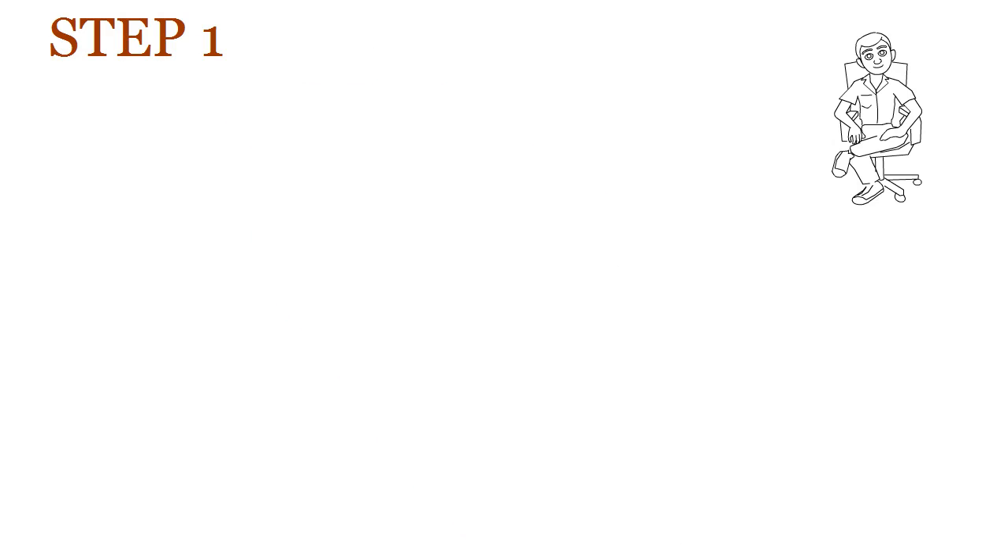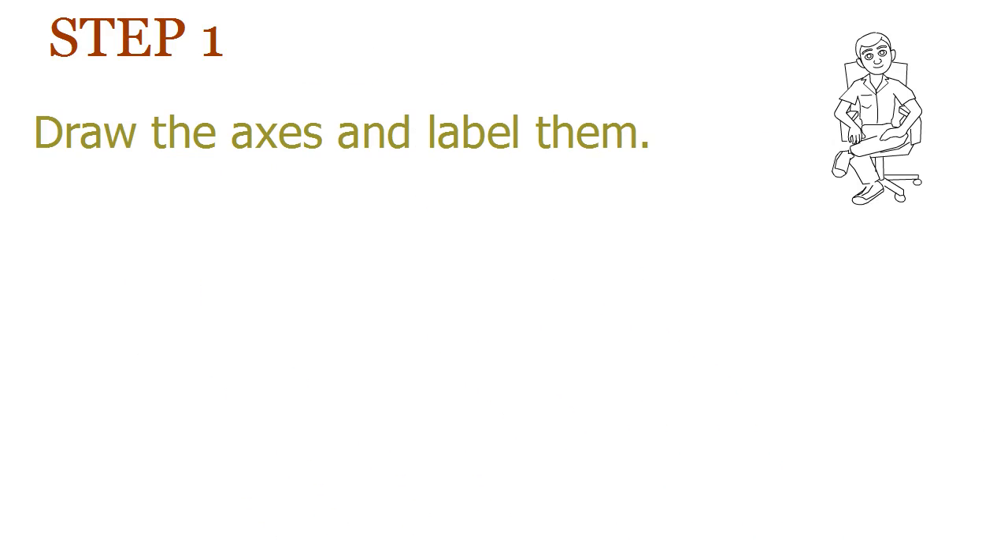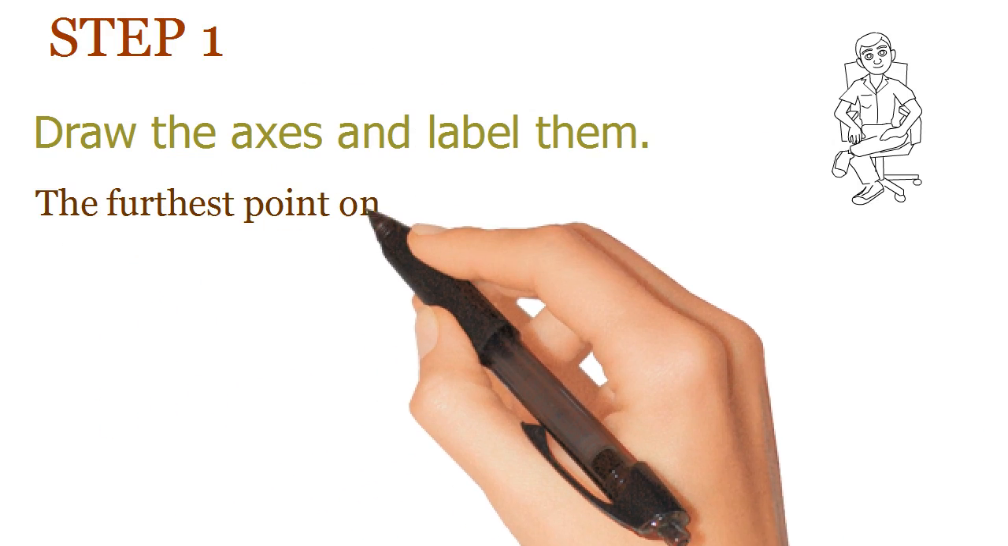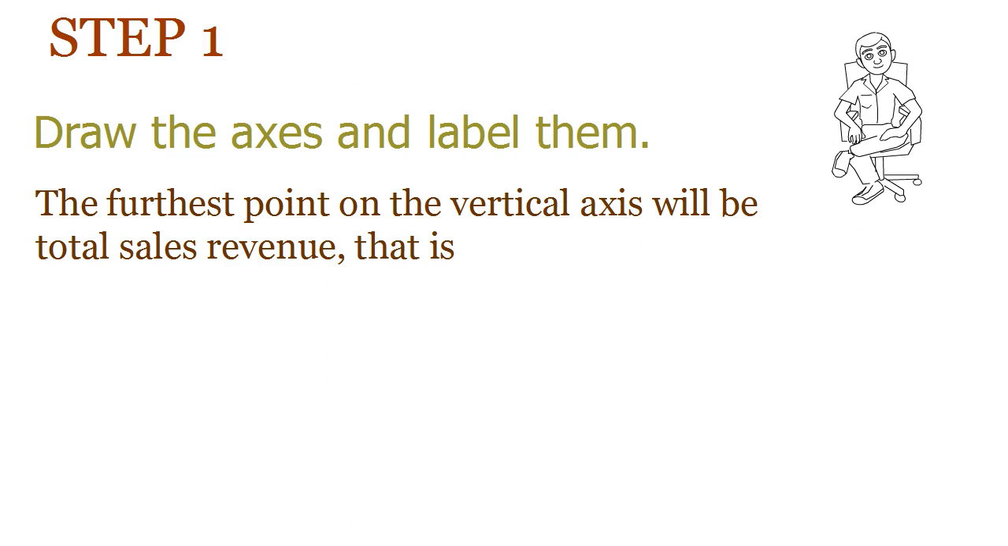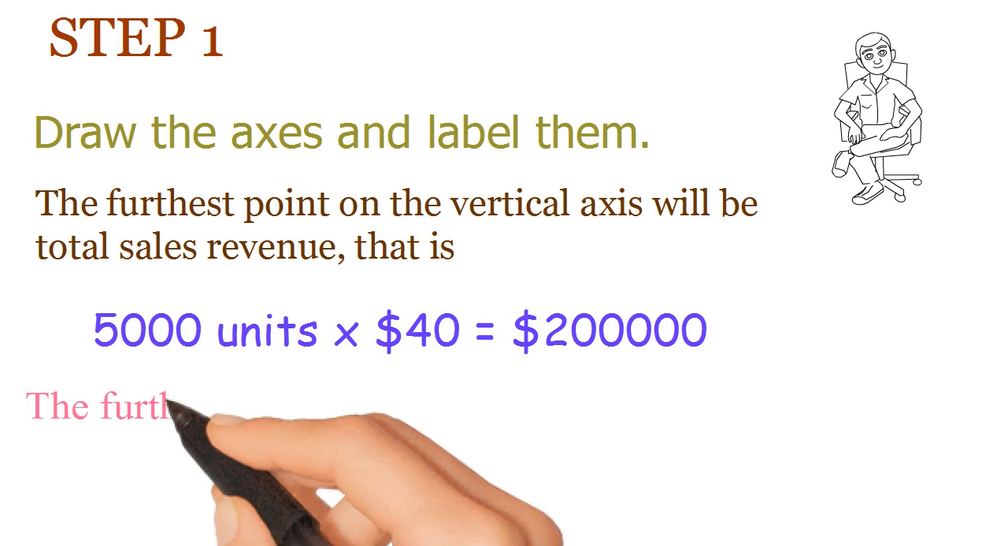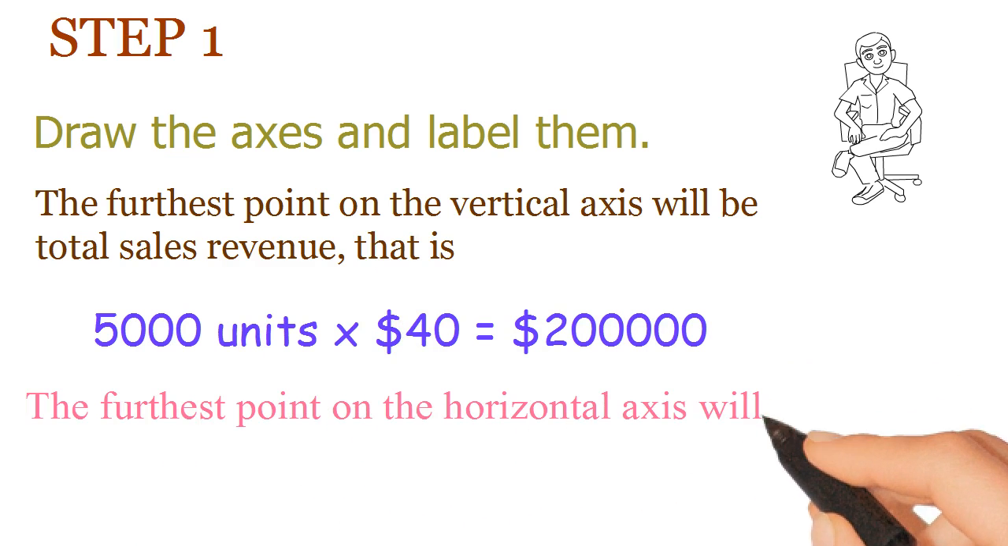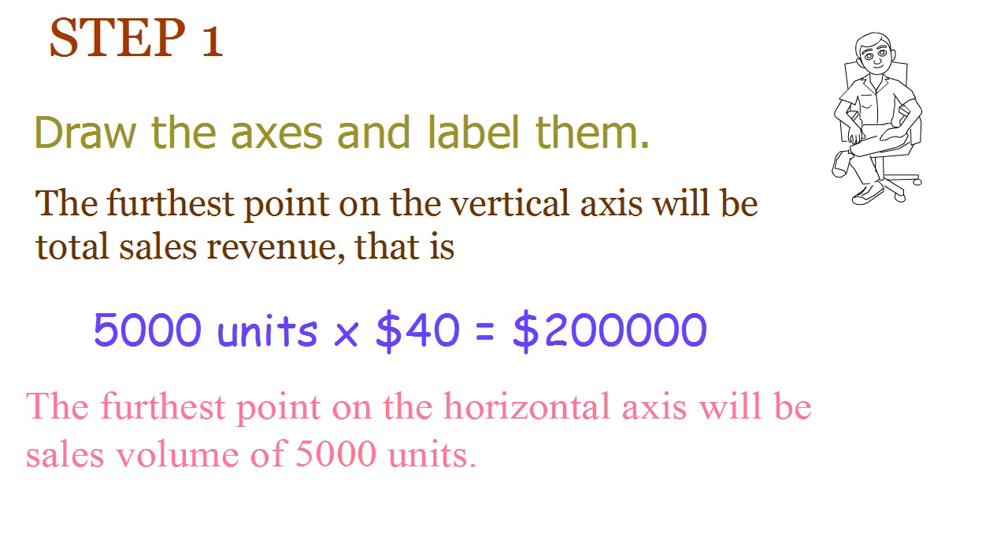Step 1. Draw the axes and label them. The furthest point on the vertical axis will be total sales revenue. That is, the furthest point on the horizontal axis will be sales volume of 5,000 units.